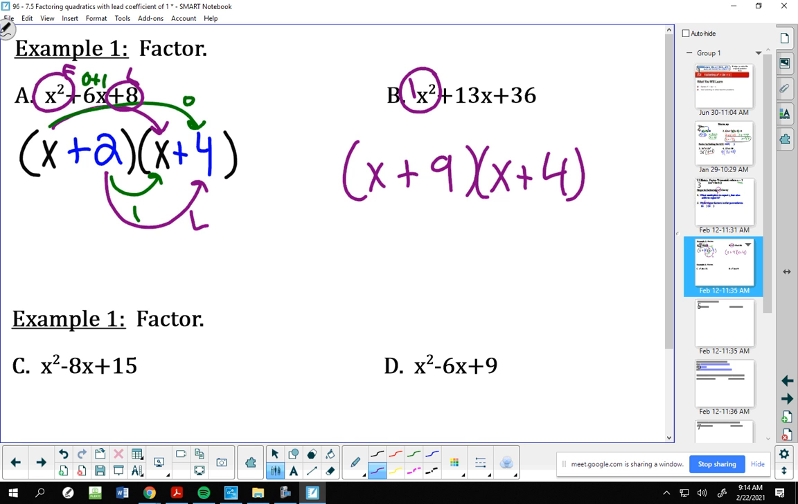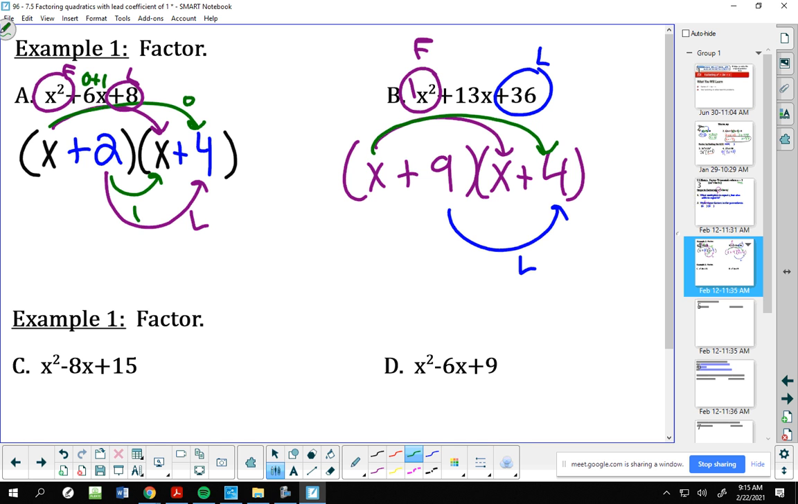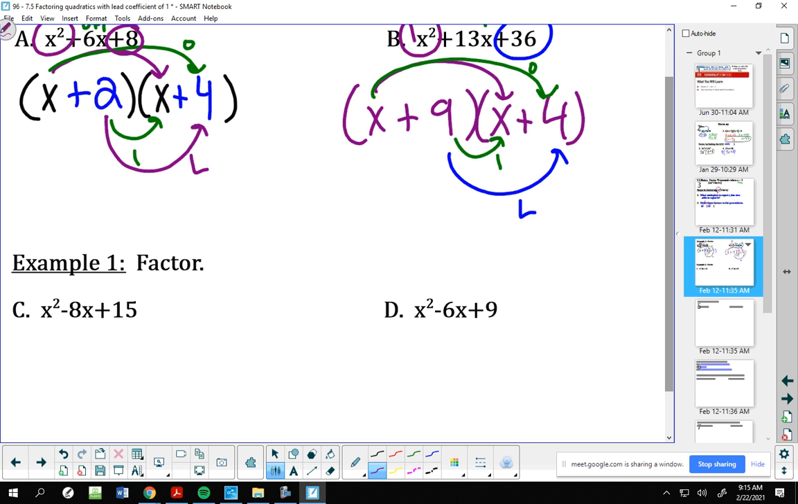Good. So let's just check it. First times first is x squared. Good. I'm going to do last times last. 9 times 4 is 36. And then just check your outer plus your inner. Outer is 4x. Inner is 9x. 4x plus 9x, is that 13x? Yep. Good.